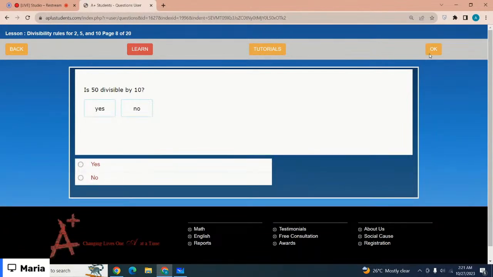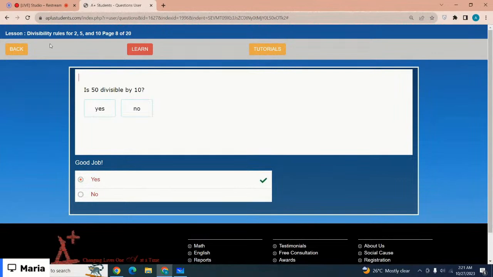Okay. The next one: is 50 divisible by 10? Which is the correct option? Yes, the correct option is yes, 50 is divisible by 10.